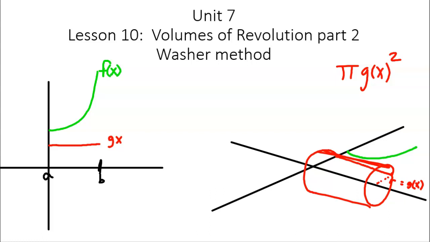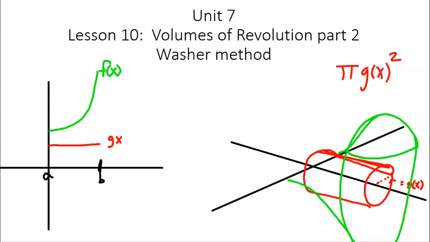Okay, so we have two different solids now. But what if we rotated them at the same time? Okay, what if we rotated them at the same time? So in that case, then, we would have this big old horn thing around it, the red one. Okay.